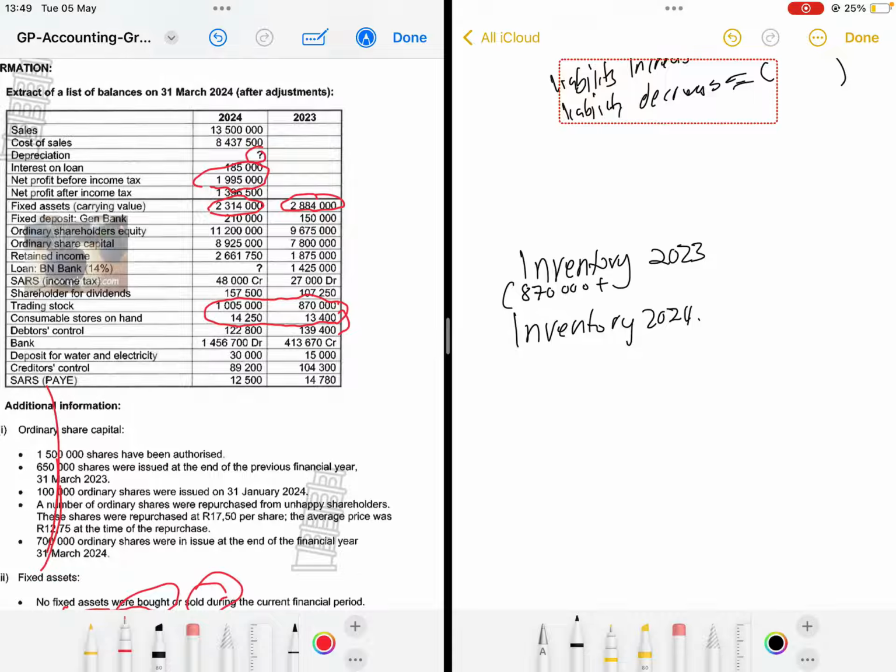Now, inventory for 2023, I take trading stock of 870,000. I add consumable stores on hand of 13,400. Now, for inventory 2024, I take the trading stock of 1,005,000. I add consumable stores of 14,250. Now, I will get my solutions there.